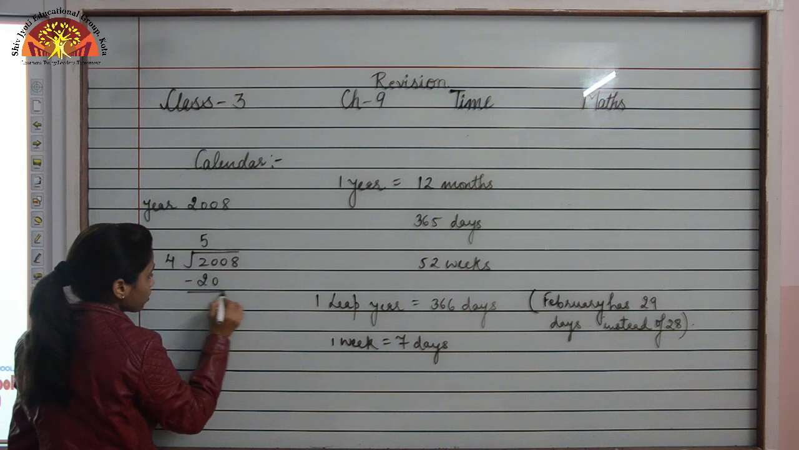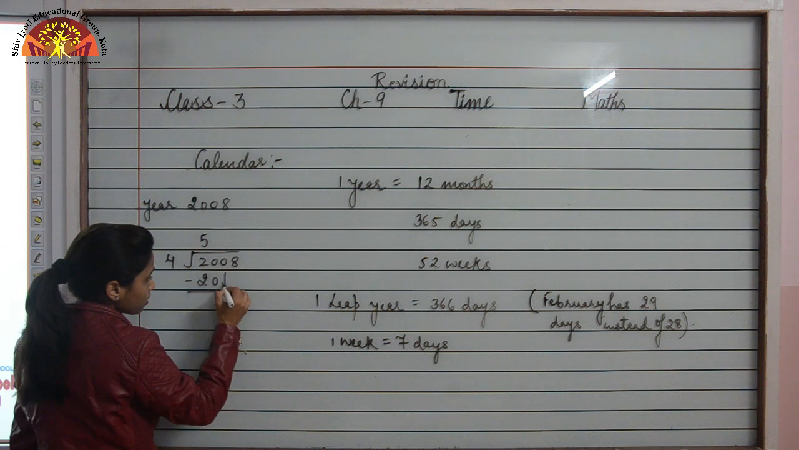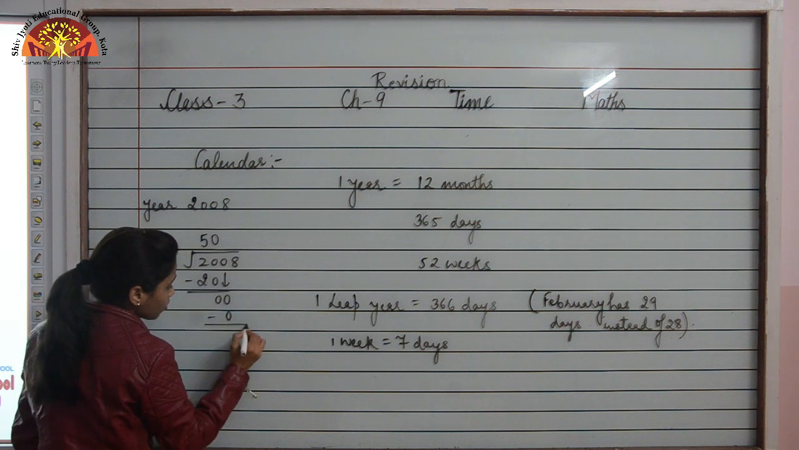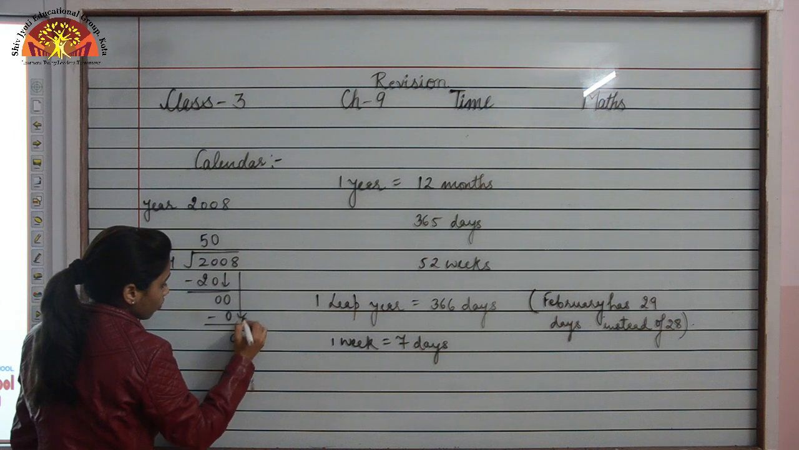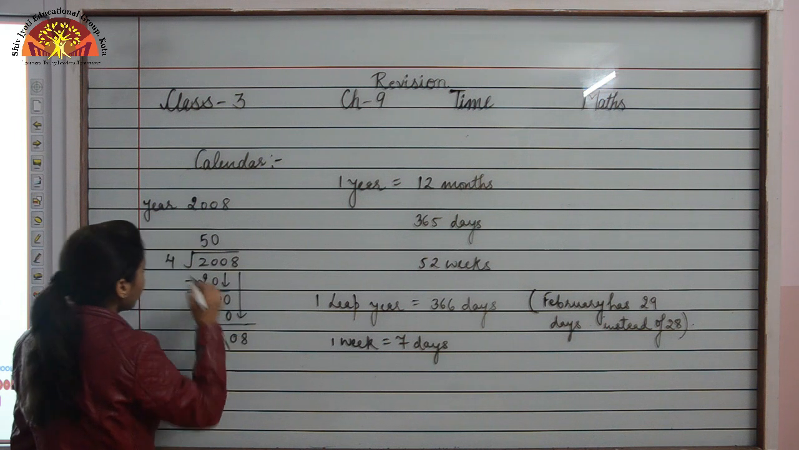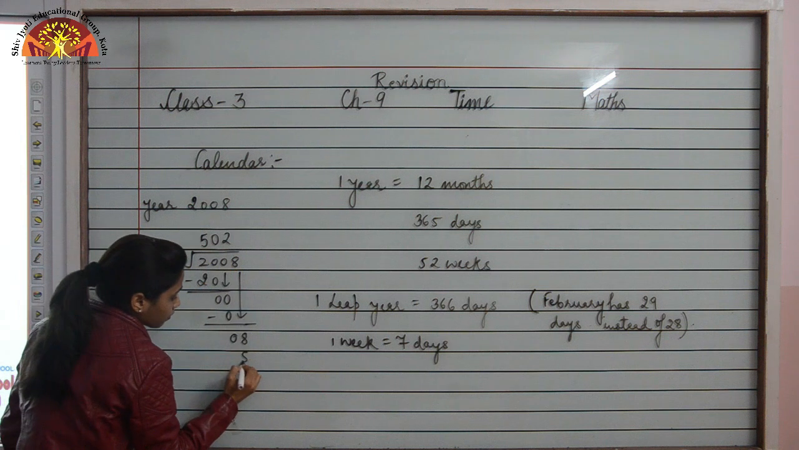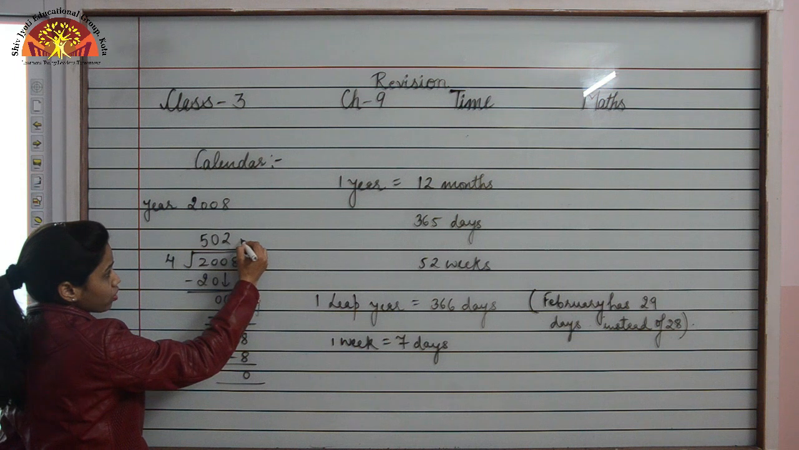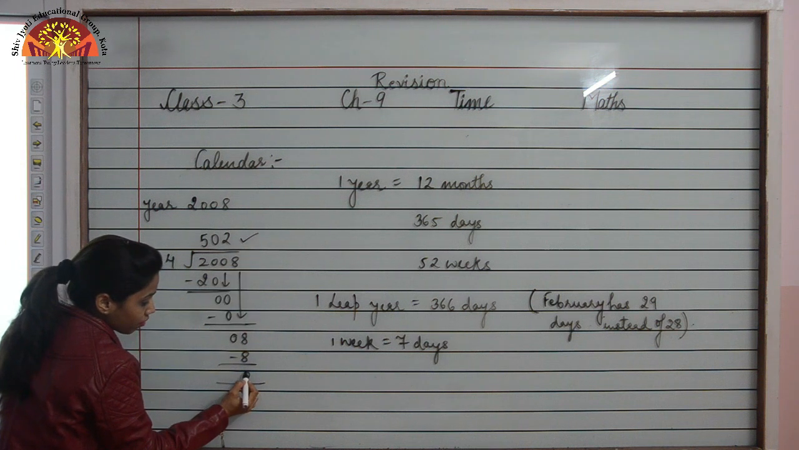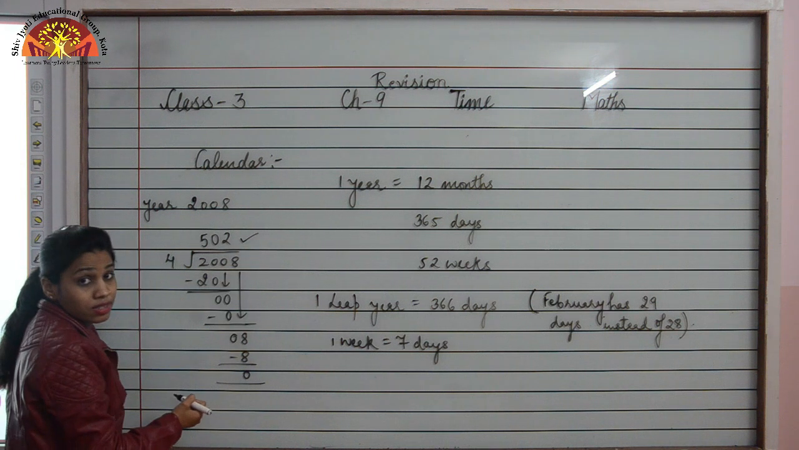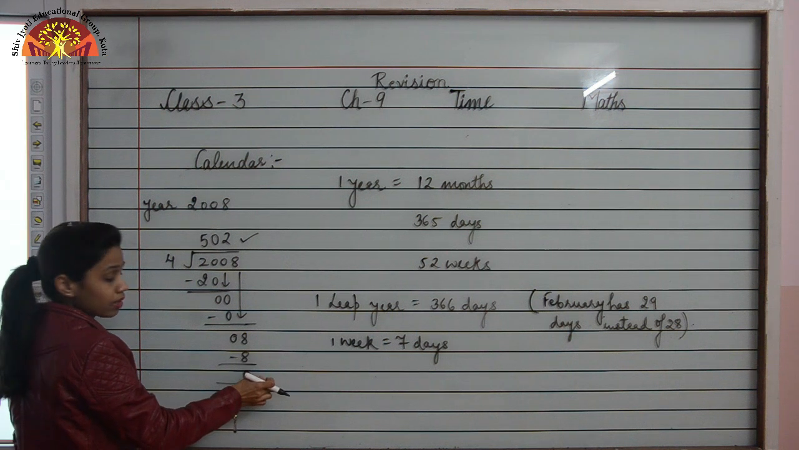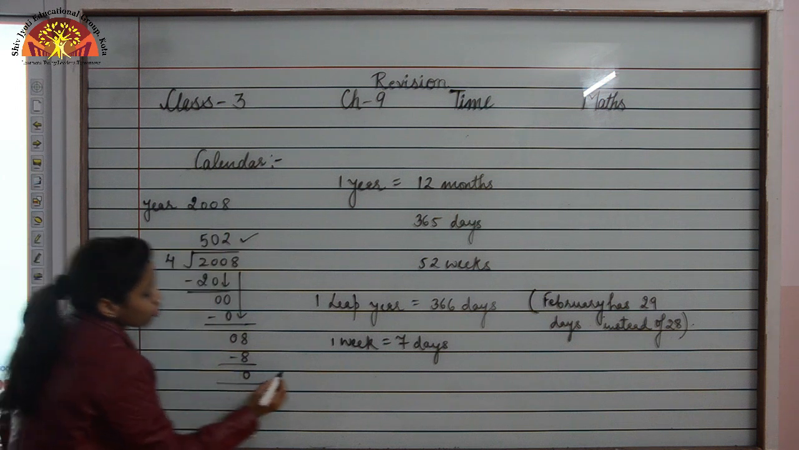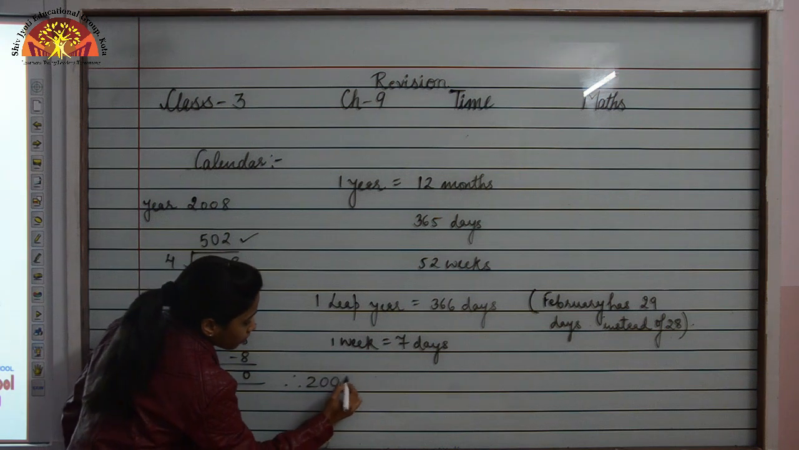So 20 minus 20 will be 0. Now bring this 0 down. 4 zeros are 0. 0 minus 0 is 0. Bring this 8 down. Now 4 2s are 8. 8 minus 8 is 0. Now we get the quotient 502, but here we will see that the remainder is 0. So whenever we get the remainder 0, then that year will be considered as a leap year. Therefore 2008 is a leap year.